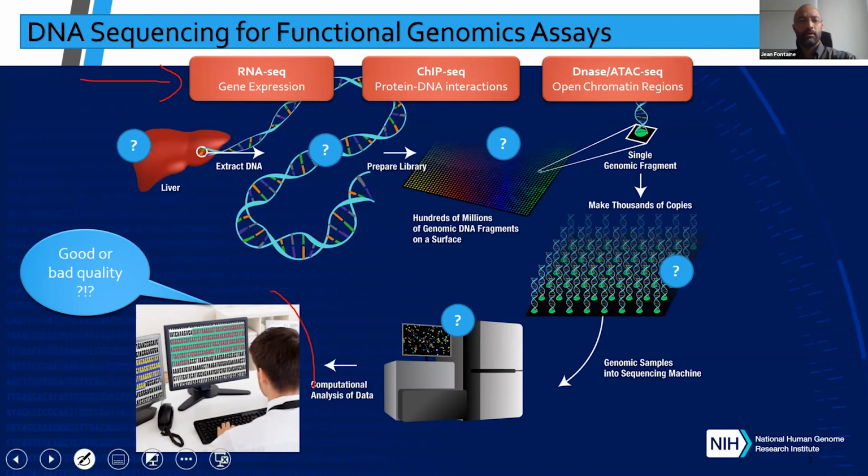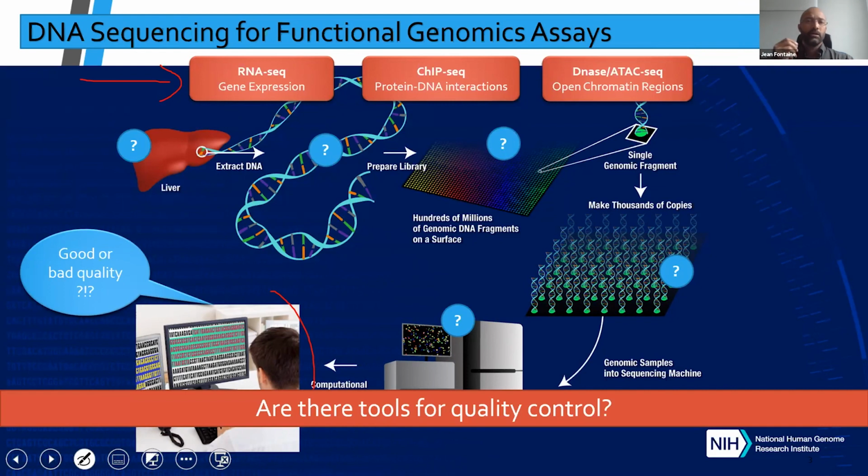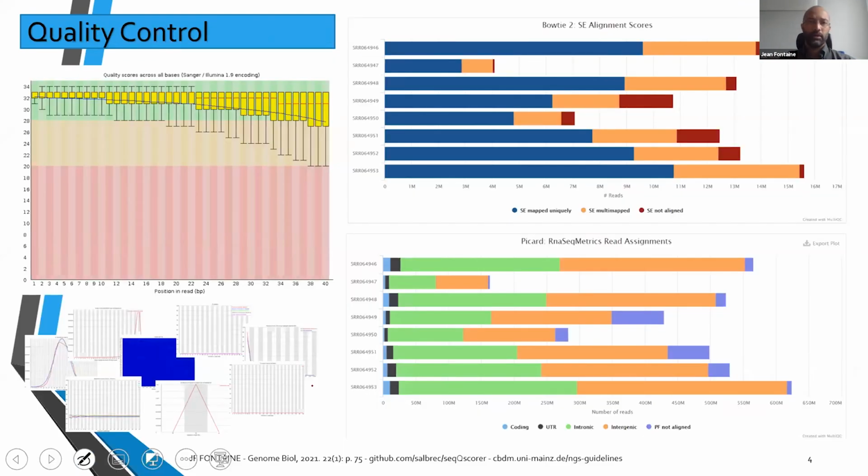And as a user, as an analyst, you will ask yourself, is the data of good or bad quality? By quality, I'm talking about something that went wrong either in the technological part or because the biological sample is not right. So are there tools for this quality control? The idea is that if you keep low quality data or biological samples, you will not produce optimal results. There are tools to do the quality control, such as the very popular FastQC tool.